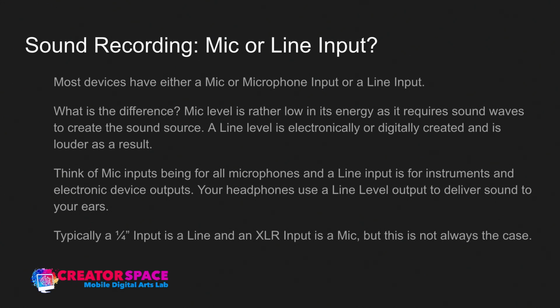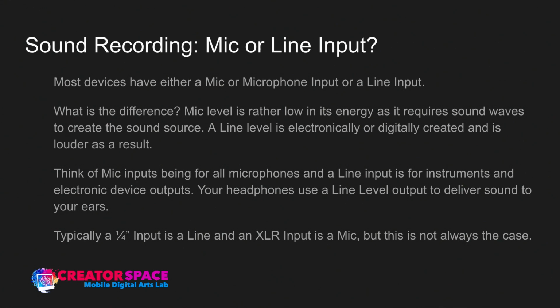The mic level is a rather low energy source, and the line level is electronically or digitally created, so it's louder as a result. The microphone is just taking my voice or the sounds of nature or sounds of analog instruments, so microphoning a drum set, vocals, that kind of idea for music. And then the line level is something that's electronic. So line levels are usually like keyboard, electronic drums, headphones are line level, and that's a good way to think about it.